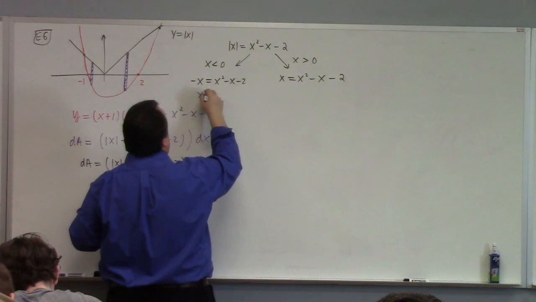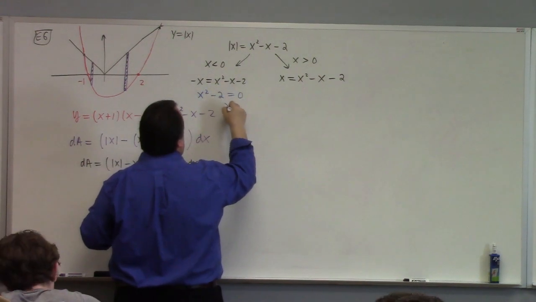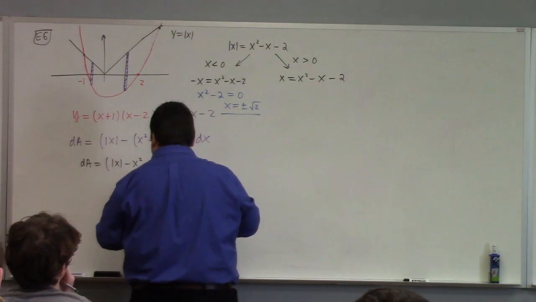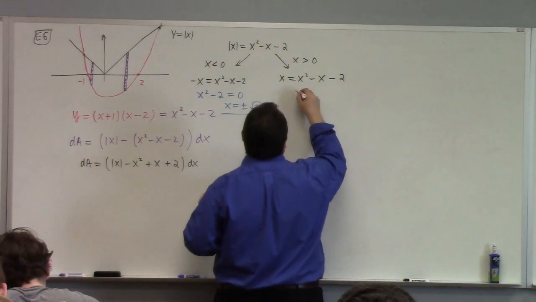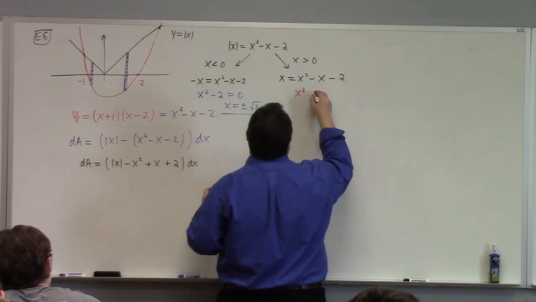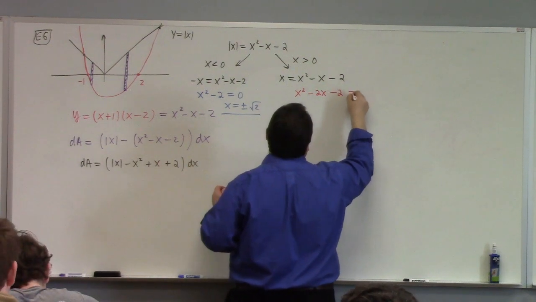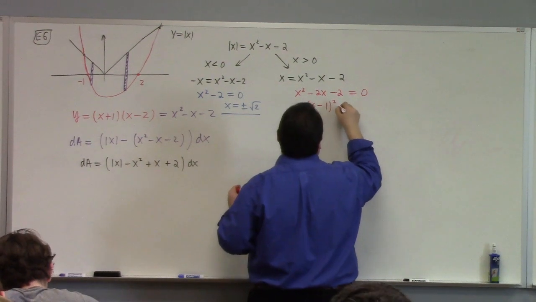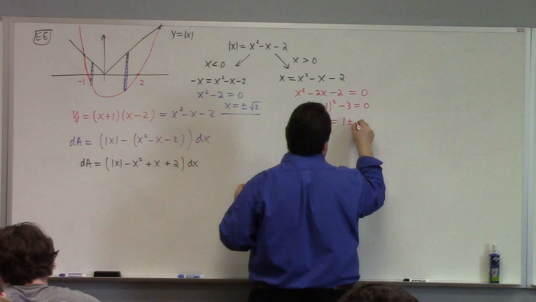So we got x squared minus 2 equals 0. So x is equal to plus or minus the square root of 2 for this side. And on the other side, we've got x squared minus 2x minus 2 equals 0, which gives us x minus 1 squared minus 3 equals 0, which gives me x is equal to 1 plus or minus the square root of 3.